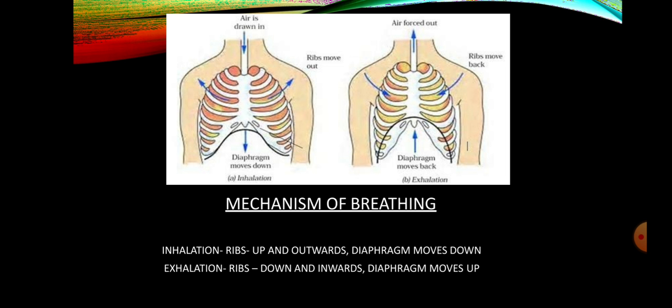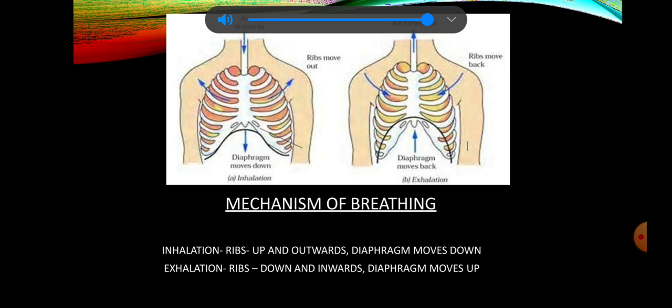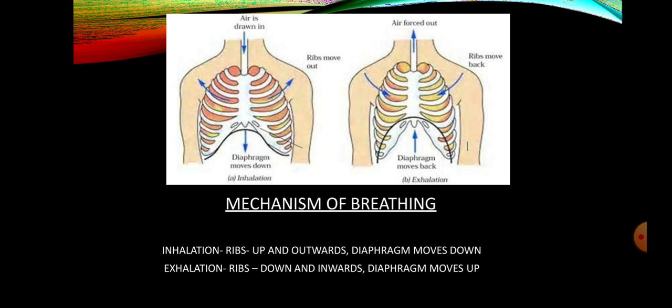Here's a diagram, and this diagram is very important. In part A you will see the inhalation process. In the process of inhalation you will see the ribs move up and outward, whereas the diaphragm moves down. And in the exhalation process you will see that the ribs are moving down and inwards, whereas the diaphragm moves upwards.